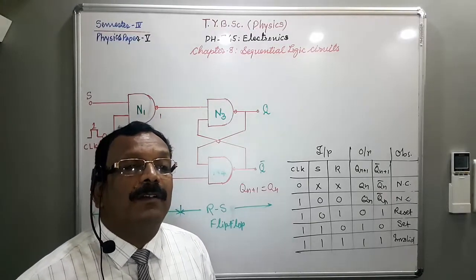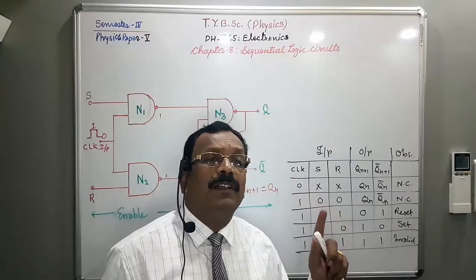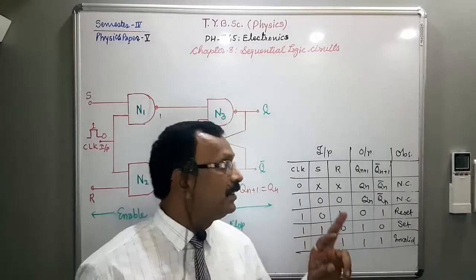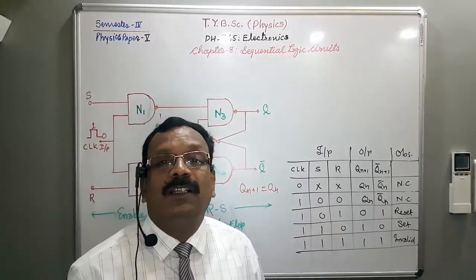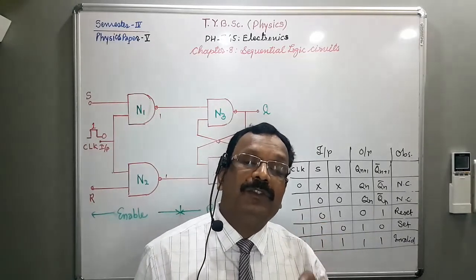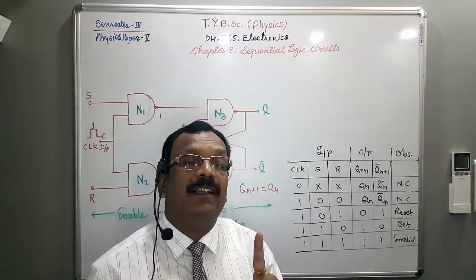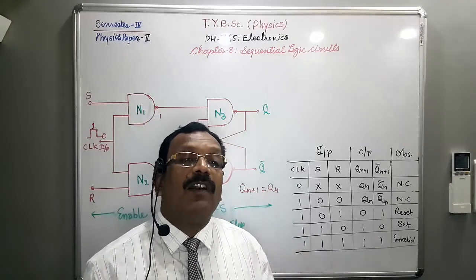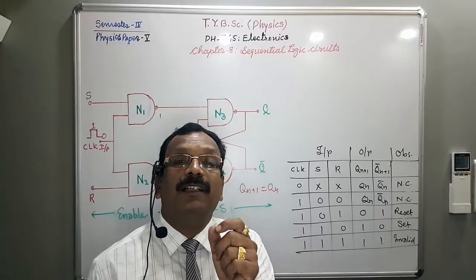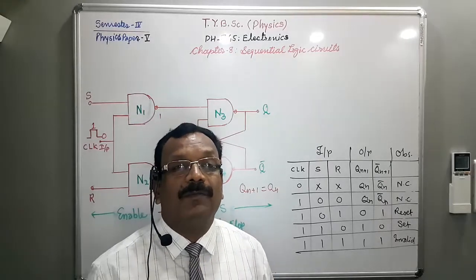Now we are going to see one more thing. This clocked RS flip-flop responds only to the positive clock signal, and this clocking is called positive clocking. So the question arises: what is positive clocking? Then you have to give the answer like this: the clocked RS flip-flop responds only to the positive clock signal, and that's why this clocking is called positive clocking.